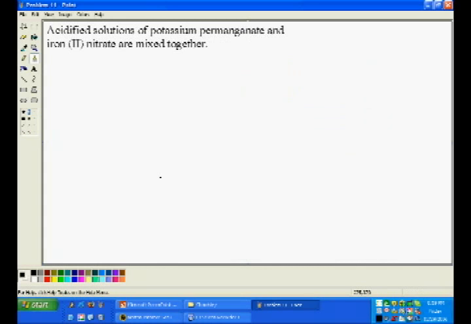Here we are, finally made it to the last problem, problem 11, which is definitely the hardest one. Acidified solutions of potassium permanganate and iron 2 nitrate are mixed together. First, since it's acidified, there's an H+. I'll draw that in. Now, potassium permanganate, which is KMnO4. Okay, and it's mixed with iron 2 nitrate, which is Fe(NO3)2.